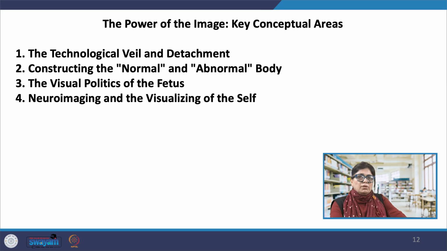And the impact is that it reinforces the biomedical idea that reality only exists in what machines can capture, rendering the patient's subjective, non-visual symptoms like chronic fatigue or deep grief less valid. Coming to constructing the normal and abnormal body. Throughout history, medical illustration has been used to establish cultural ideals of beauty, race, gender, and health.